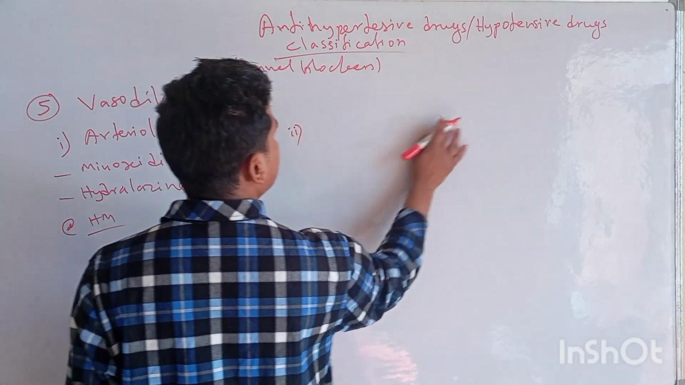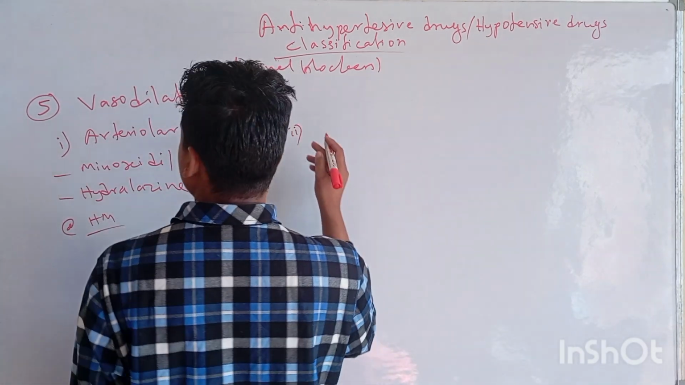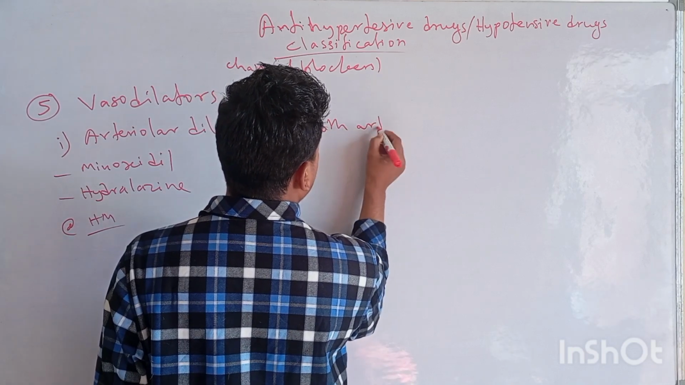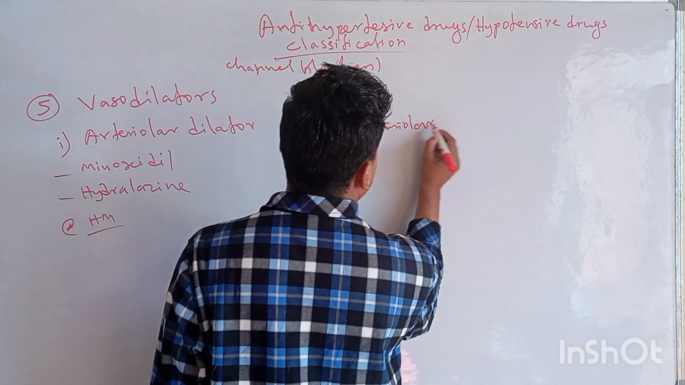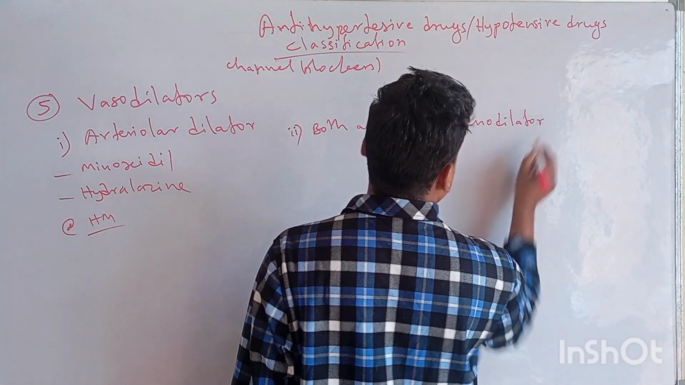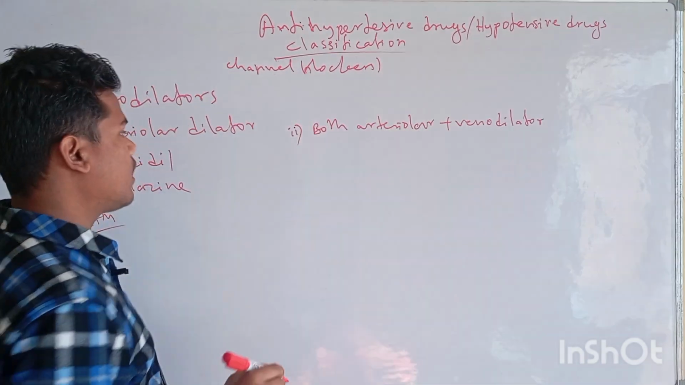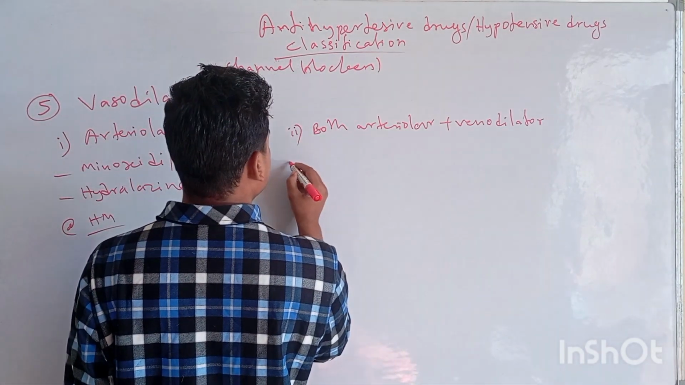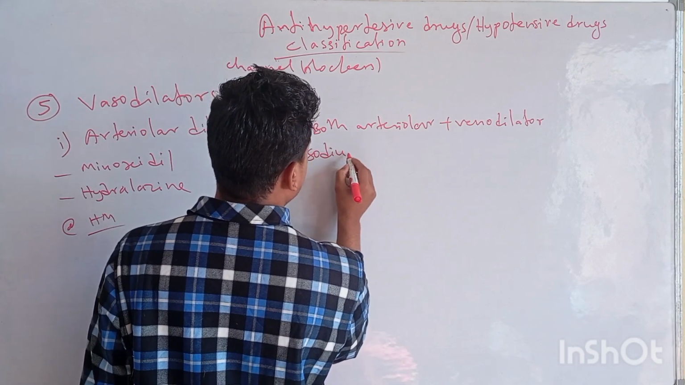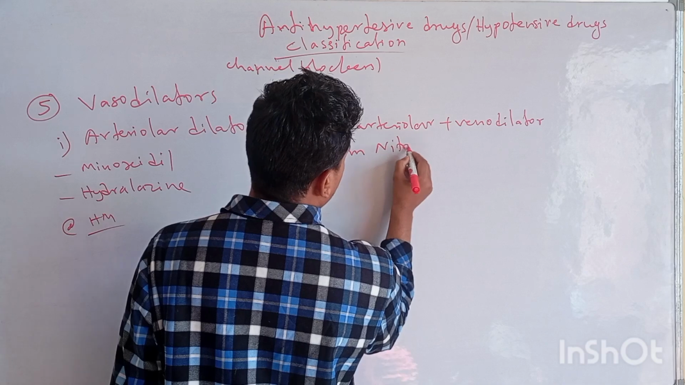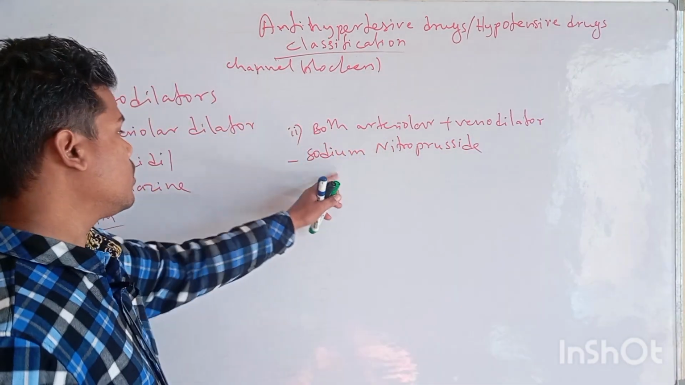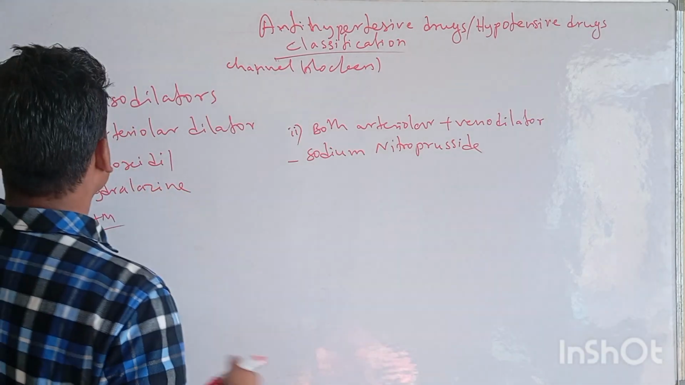And one more category, and this will be very important MCQ. Both arteriolar and venous dilator, that is this drug will dilate both arterioles and venules and reduce the blood pressure. Example is sodium nitroprusside. Sodium nitroprusside. This is again very important MCQ and Viva question.